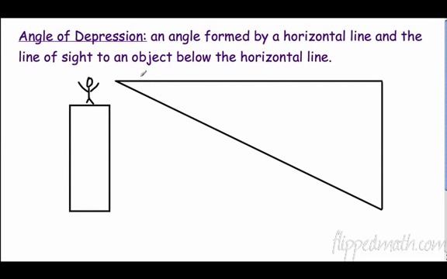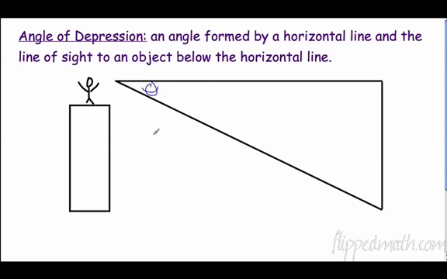Oh, angle of depression. We talked about angle of elevation. Now we're going to talk about angle of depression. Angle of depression is a little bit trickier. I'll show you why. An angle formed by a horizontal line. So here's my guy. Here's the horizontal line from him. And the line of sight to an object. So here's the line of sight. Here's what he's looking at. So the angle that's formed right there, that's the angle of depression.